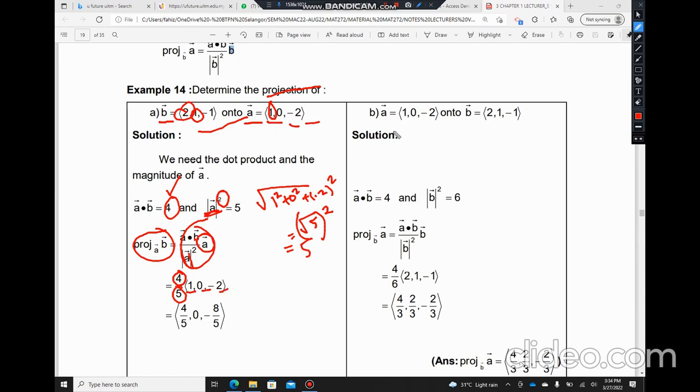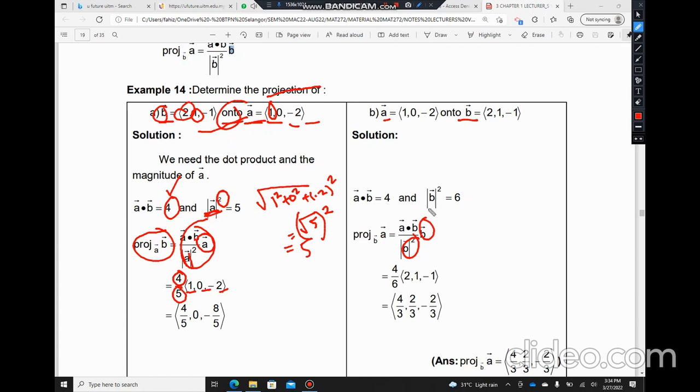Okay, so yang ni pun sama. Sebab soalan dia projection of B onto A, dia dah letak kat sini soalan tu, B onto A. This one A onto B. Sama juga, kalau A onto B, dia just tukar dekat sini. Yang ni awak kena based on B. So A dot B still sama.